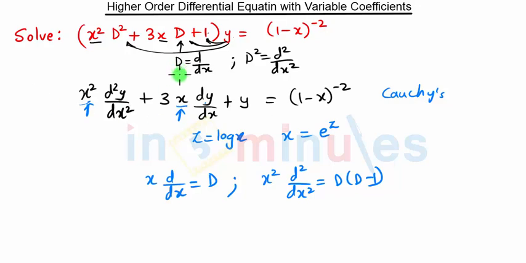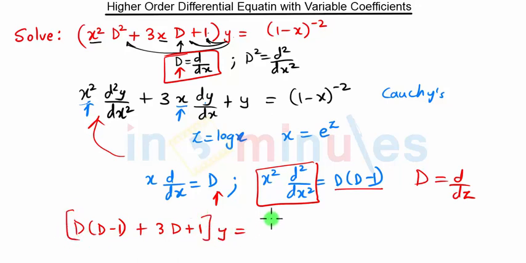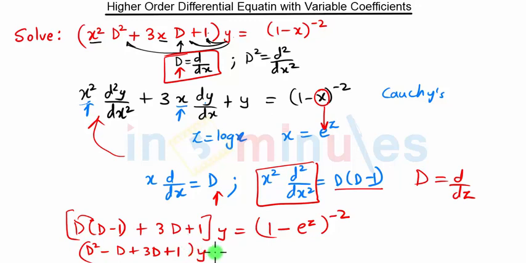Mind my words, this D is different from this D, because this D stands for d by dx and here D stands for d by dz. Now we are going to substitute x square d square by dx square as this in this equation. So we get D into (D minus 1) plus 3 into D plus 1, and I am taking y outside, equal to (1 minus, instead of x I am going to substitute e raised to z) the whole raised to minus 2. If I multiply this bracket, we get (D square minus D plus 3D plus 1) into y equal to (1 minus e raised to z) whole raised to minus 2.